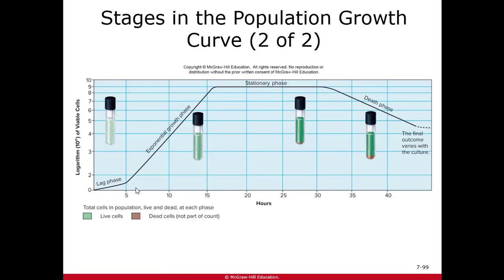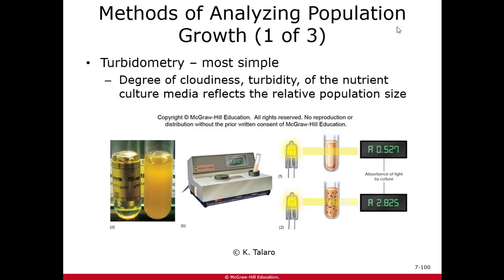Another way to see if organisms have grown, at least an approximation of how much growth has happened, is just to look at turbidity, cloudiness. Here are two tubes of media. This one's a whole lot cloudier than this one. The more cloudy it is, the more bacteria there are. We don't have an exact count of how many bacteria are in there, but we know there's a lot of bacteria in there.